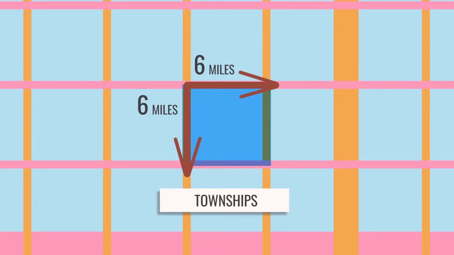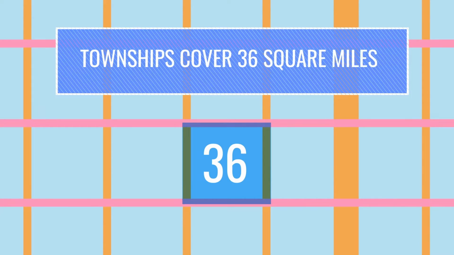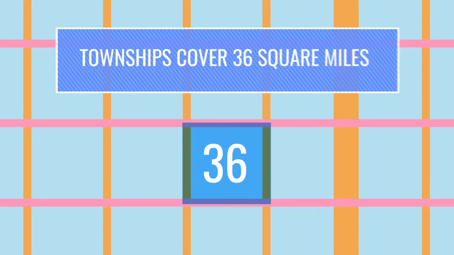A square that measures 6 miles on each side has an area of 36 square miles, 6 times 6. So each township covers 36 square miles. This is a very important point, so let me repeat it. Townships cover 36 square miles. That's still a pretty big area, so townships are broken down even further.